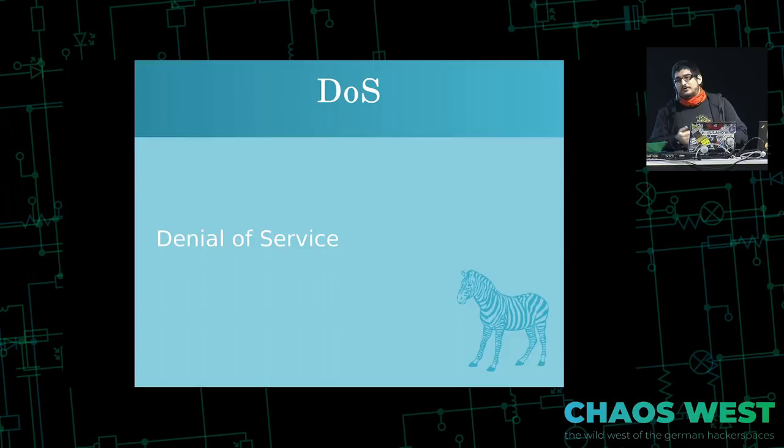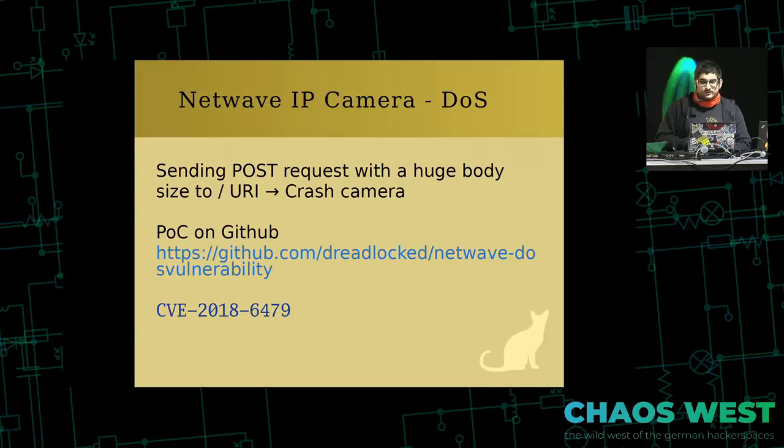So this one friend maybe has this NetWave IP camera, and you can make an easy denial of service. You just send a POST request to this camera with a huge body size to the slash URL, and the camera just crashes. So it's really handy. There is a proof of concept on GitHub about this. If you have it at home, you can try it yourself, or you can throw it away, because I don't think it gets updates.